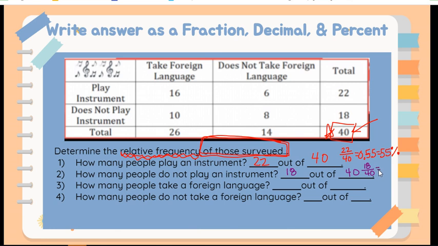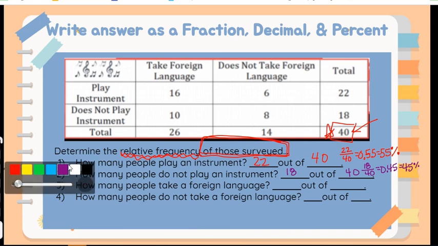I want to turn that into a decimal, so I'm going to divide in my calculator. 18 divided by 40, I get 0.45. And that as a percentage, move the decimal 2 places to the right, becomes 45%. All right, the next one.